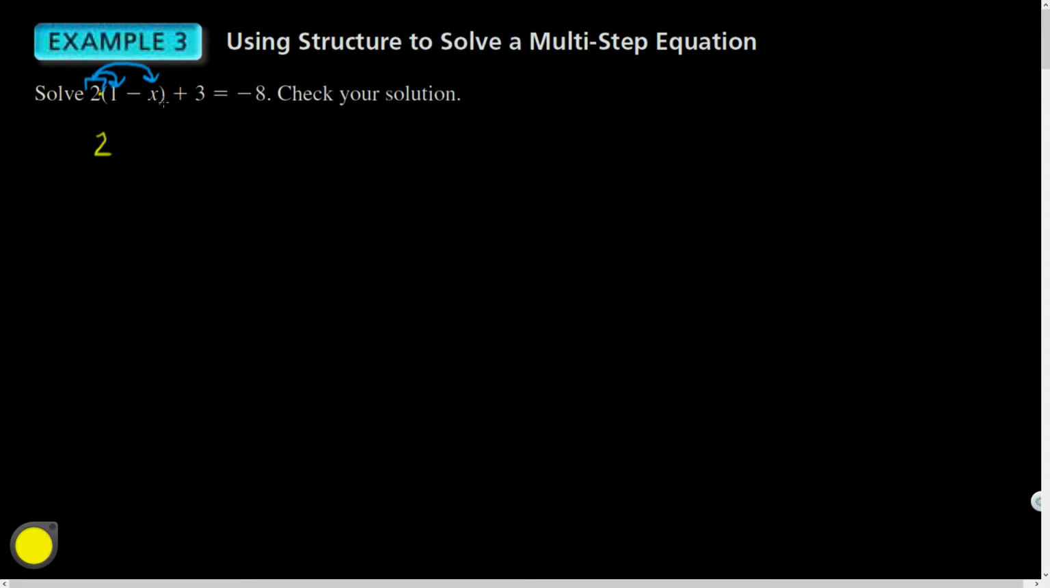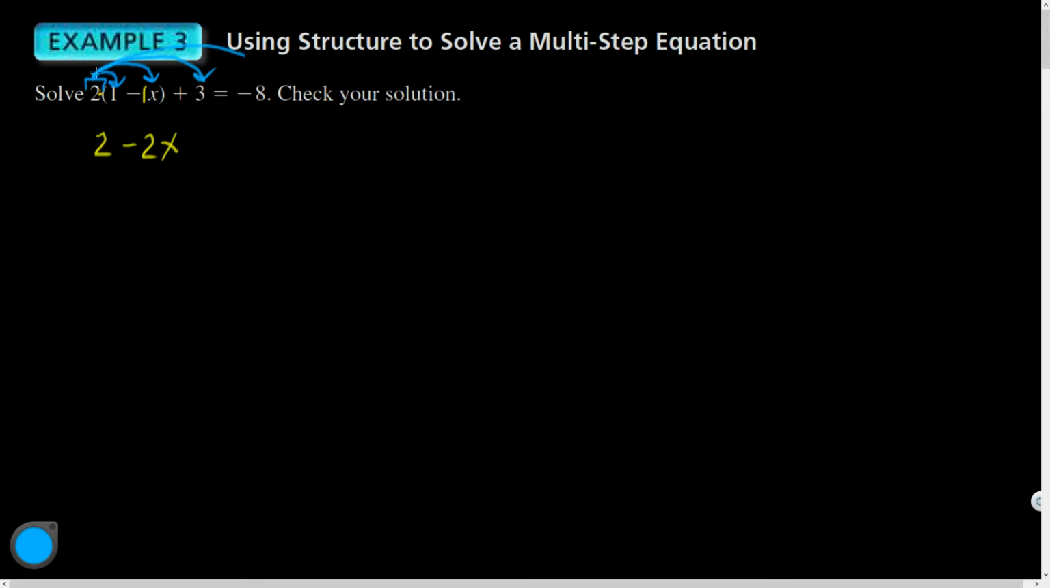And 2 times negative x, if it helps, you could think about that as negative 1x. 2 times negative 1 is negative 2, except that's got an x with it. Oh, wait a minute, guys. I forgot. Does this 3 need to be distributed? No. 3 is not getting multiplied because it's outside the parentheses, right, friendly friends?